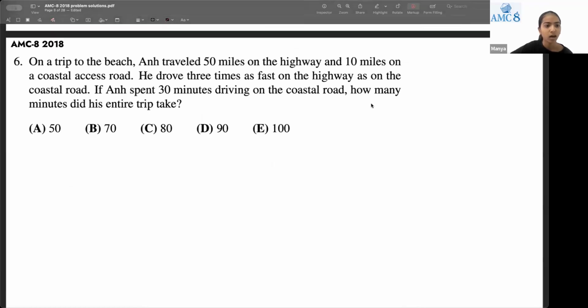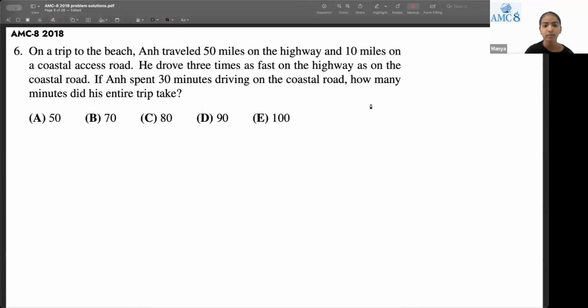Problem number 6. On a trip to the beach, Anne traveled 50 miles on the highway and 10 miles on the coastal road. He drove 10 times as fast on the highway as on the coastal road. If Anne spent 30 minutes driving on the coastal road, how many minutes did his whole entire trip take? So, Anne traveled 50 miles on the highway, 10 miles on the road, and he drove 3 times as fast on the highway as on the coastal road.